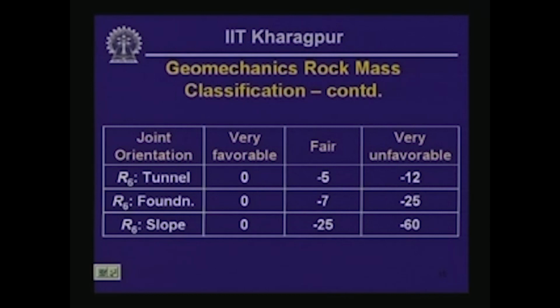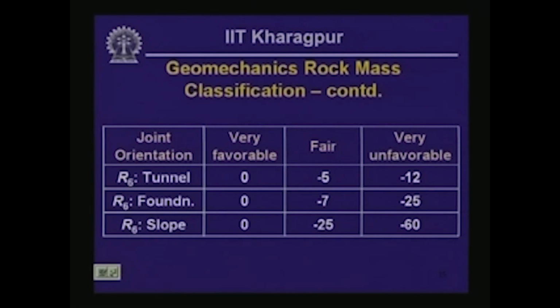And finally, we have to consider joint orientation vis-a-vis the project that we are handling, and the score that we are going to consider to account for this aspect is R6, and it is going to be different if we are looking at tunnel construction, or if we are looking at construction of a foundation or construction of a slope.